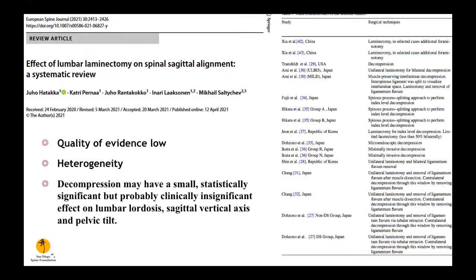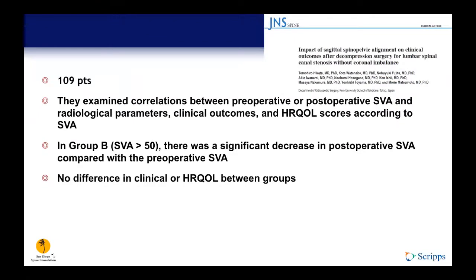Here is a study that is a systematic review looking at the effect of laminectomy on spinal sagittal alignment. Actually, some of these things I started to think about and consider after going to SRS and considering the overall alignment in small level laminectomy procedures. It's tough with a systematic review because of the heterogeneity, and the quality of evidence is low. You can see on the right side that the surgical techniques are quite varied, so coming to some generalizable conclusions is difficult. They say that decompression can have a small, statistically significant, but probably clinically insignificant effect on the lumbar lordosis.